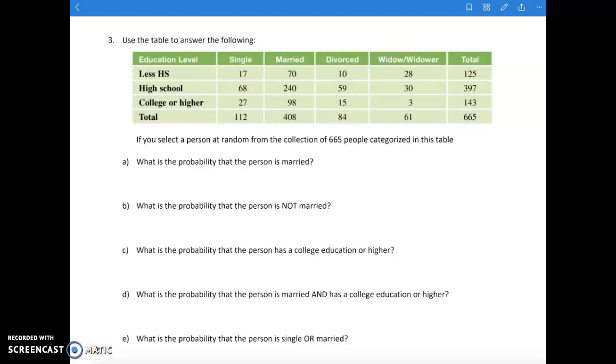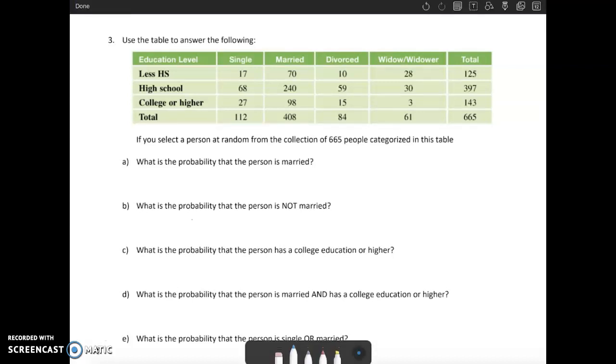So the first one is, what is the probability that the person is married? Probability of being married, I'm going to call that P of M, is the total number of people, 665, so that's my denominator. And how many of these people are married? Because that'll be my numerator, the favorable outcomes. That would be the 408 total married people. If you divide that out, you should get approximately 61.4%. I'm just going to leave it as one decimal place for ease right now.